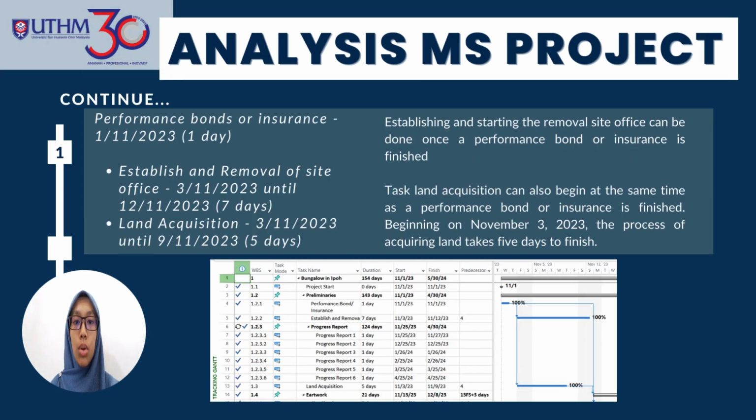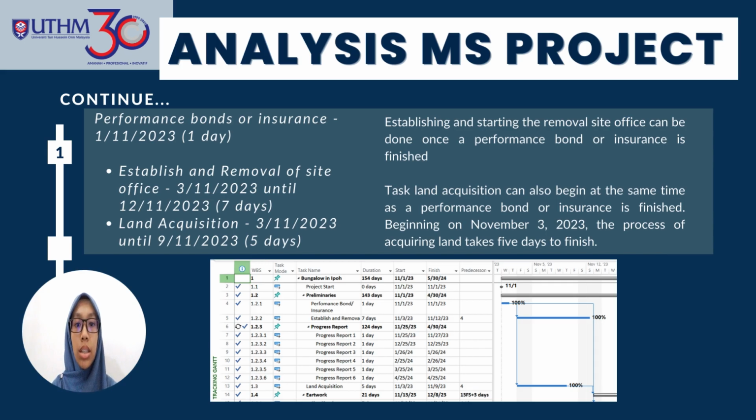Now we will look more specifically at each task that is dependent on another task. For example, performance bonds or insurance. It will be implemented on 1 November 2023, which is for only 1 day. Another task, which is establishing and starting the removal of the site office, can be done once the performance bond or insurance is finished. The completion of this task takes 7 days. And the task land acquisition can also begin at the same time after performance bonds or insurance is done.